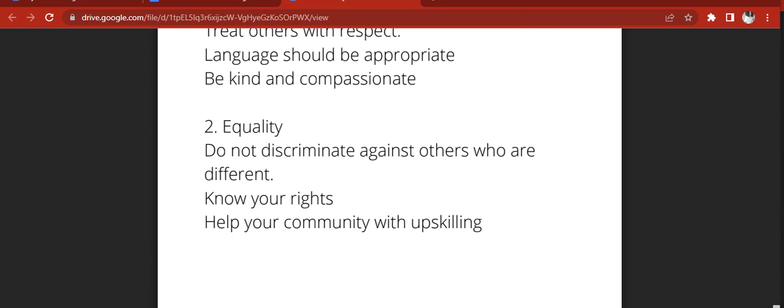Do not discriminate against others who are different, know your rights, and help your community with upskilling. So do not discriminate other people who are different. I did mention that sometimes people are treated differently because they are differently abled. So don't do that. Just because a person is blind and all that doesn't necessarily mean that they should be discriminated against. Knowing your rights is also extremely important, because say now you're walking on the streets and the police just decided to frisk you with no reason. You have a right to say no, and knowing that right will actually help you if you were taken to court. So know your rights so that you can also protect yourself as well and help your community with upskilling as well.